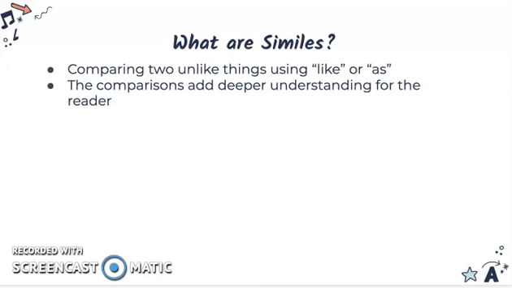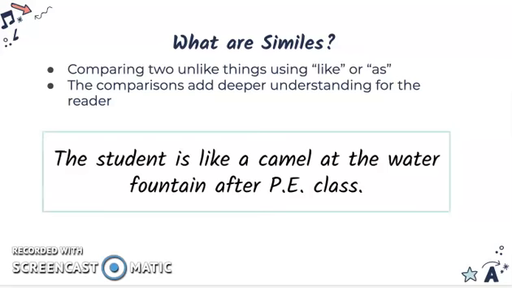So, what is a simile? A simile is when you are comparing two unlike things using the words like or as. The comparisons tend to add deeper understanding for the reader, and they shouldn't be taken literal. So let's go ahead and look at an example. The student is like a camel at the water fountain after PE class. Well, what does it mean? What is being compared in this sentence? I would say that the camel and the student are being compared, but it still doesn't help me figure out what it means. Let's dig a little further.